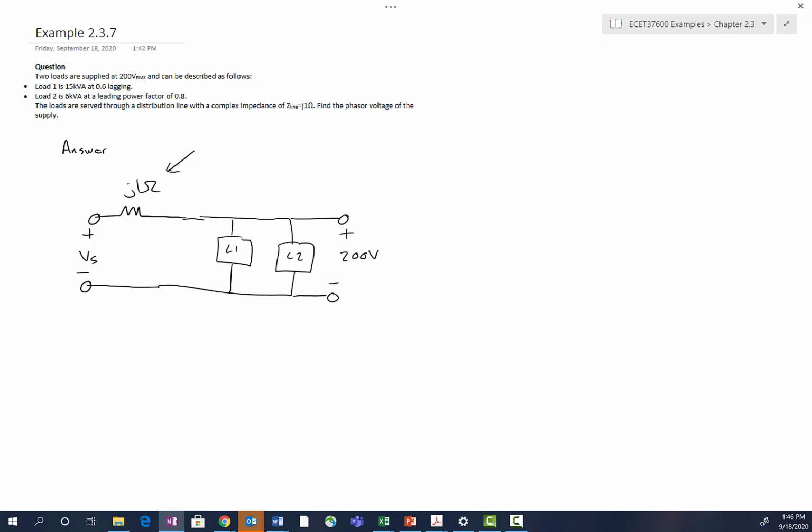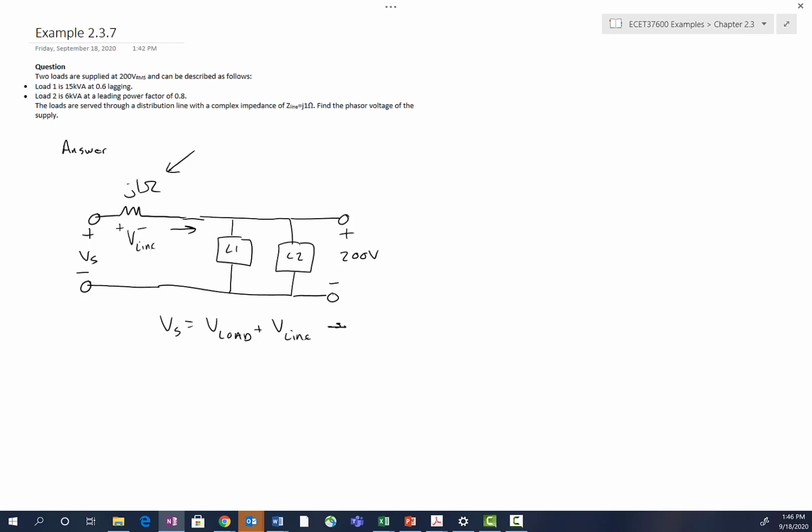We're trying to find out what is the voltage Vs right here. That's what it's asking: find the phasor voltage of the supply. That supply generally would be the output terminals of a transformer in a power system. So the solution method is that if we know the current here, then we can find the voltage drop across the line, and the source voltage is just equal to the load voltage plus the voltage drop across the line. It's pretty straightforward.